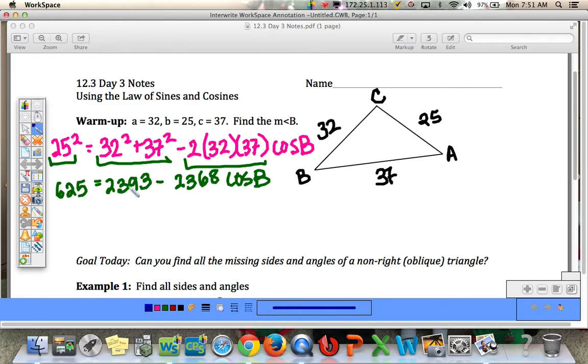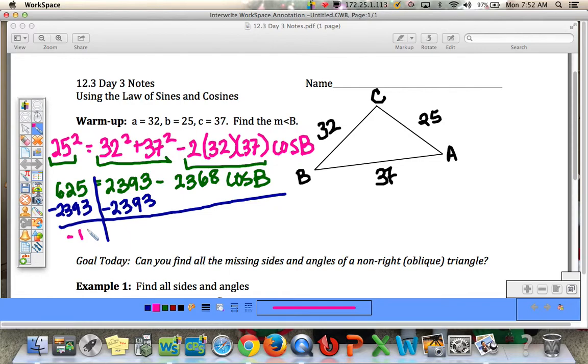Instead, get rid of the 2,393. So we'll subtract 2,393 from each side. And we'll come up with a negative 1,768. And that will equal negative 2,368 cosine of B. Next step, get rid of the negative 2,368 by dividing by that on each side.